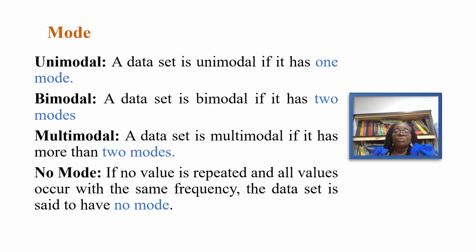A dataset is multimodal if it has more than 2 modes, meaning there are multiple values that are tied for being the most frequent. And a dataset also may have no mode if all the occurrences are just one value. There are no repeated values in that data. That means it has no mode.